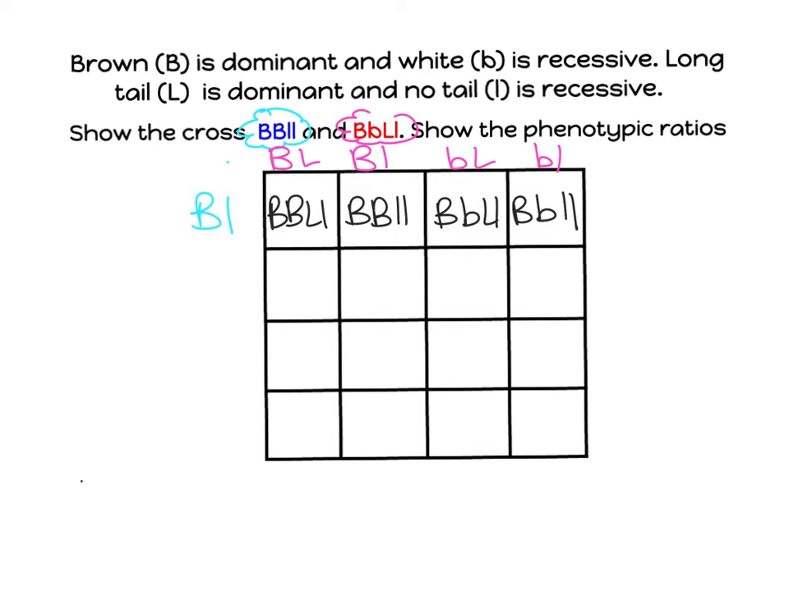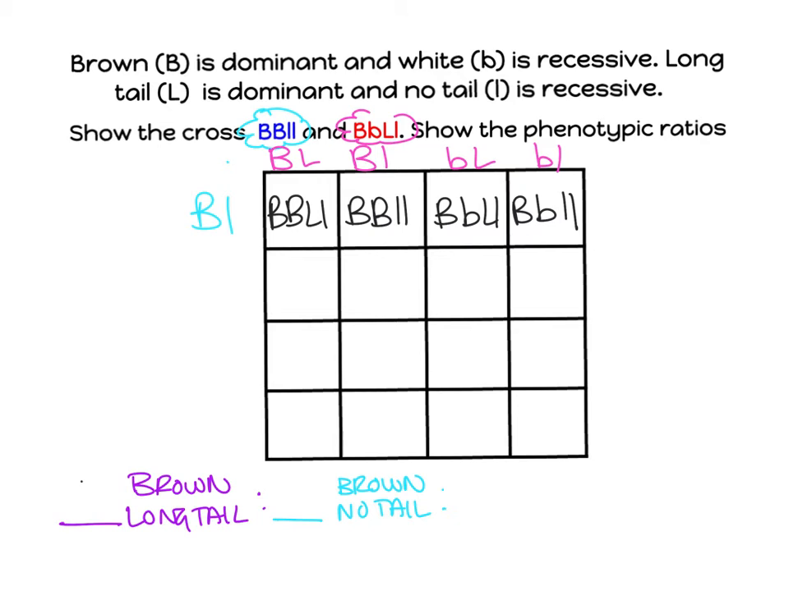When I set up a phenotypic ratio for a dihybrid cross, I always set it up the same way. I'll put a blank for the first number, and then I'll write the two dominant traits first. So in this problem, the two dominant traits are brown and long tail. Then the second combination of traits I'll write is one dominant, one recessive trait. One dominant trait would be brown, and the recessive one would be no tail.